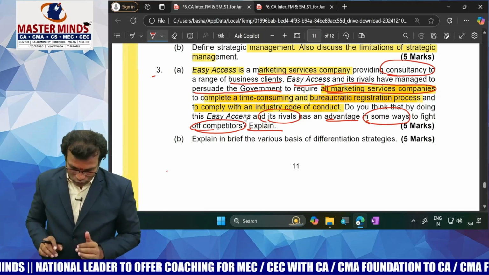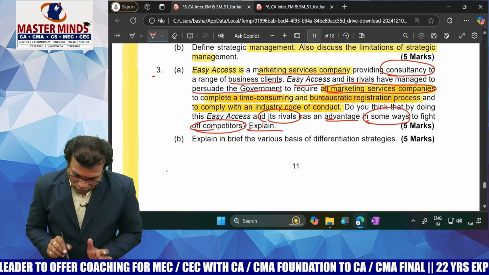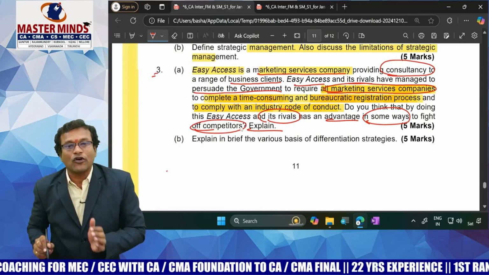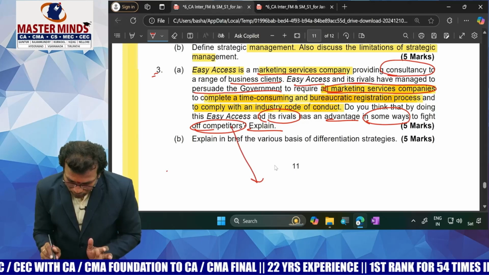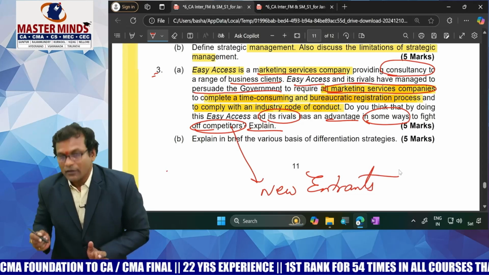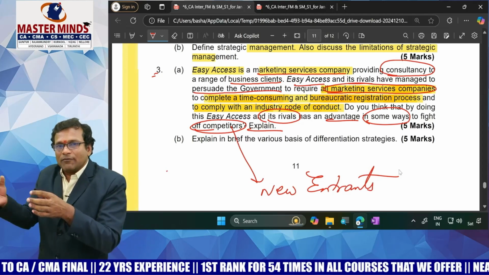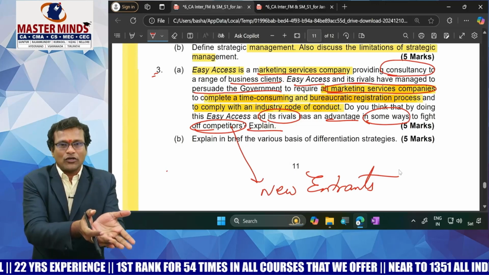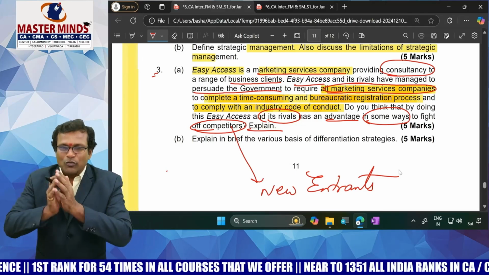So what would be the actual wording that ICAI should have used in this MTP? It's not "in some ways to fight off competitors." The appropriate wording should be "to fight off the competition from, for example, new entrants." Easy Access is an existing organization, and they are trying to join unofficially a group with some rivals. They are trying to convince the government altogether. So what would be the main purpose of this organization now? How to block the new entrants.